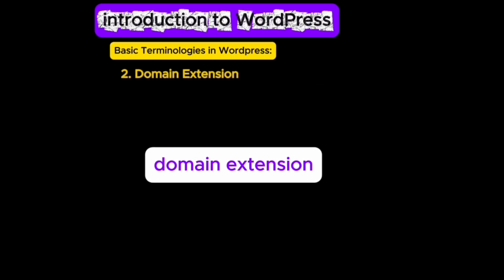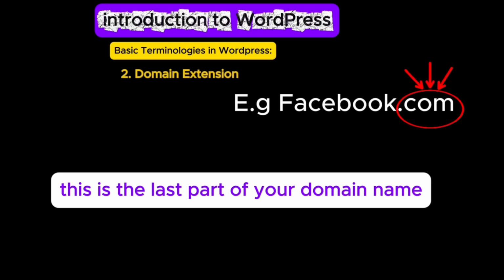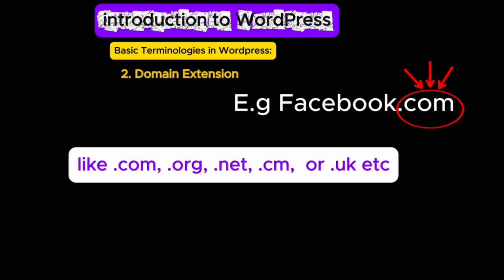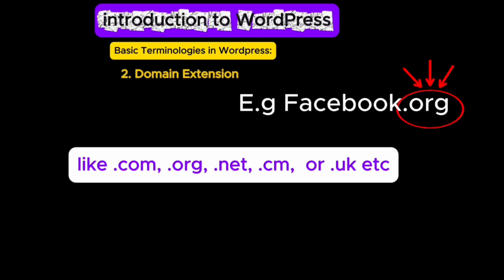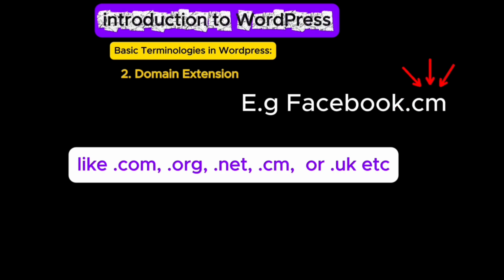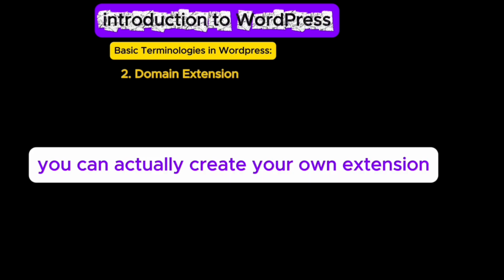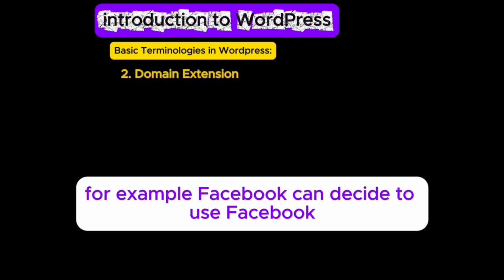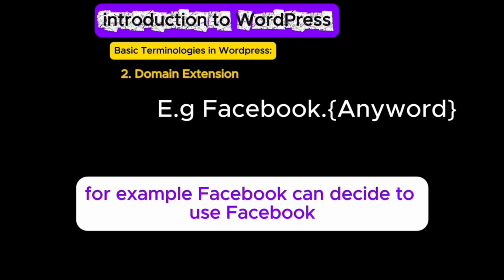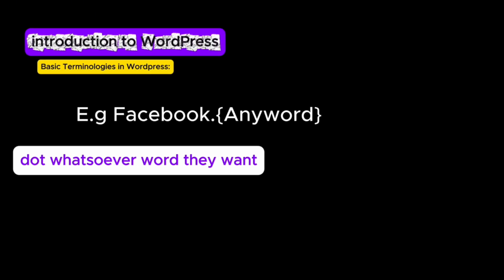Domain extension. This is the last part of your domain name, like .com, .org, .net, .cm, or .uk, etc. You can actually create your own extension. For example, Facebook can decide to use facebook.whatsoever word they want.